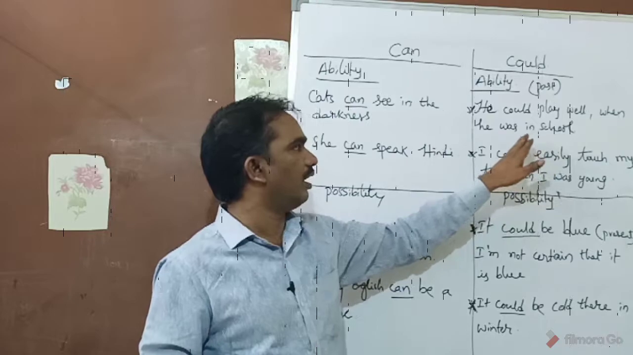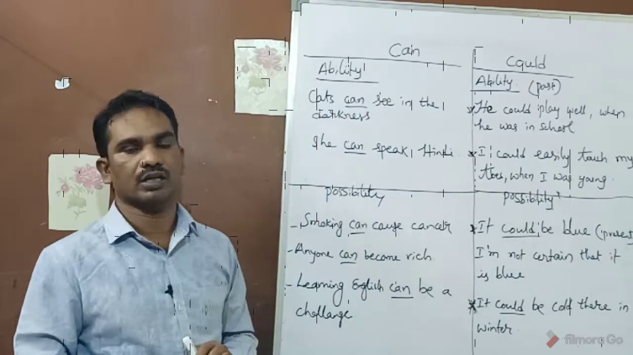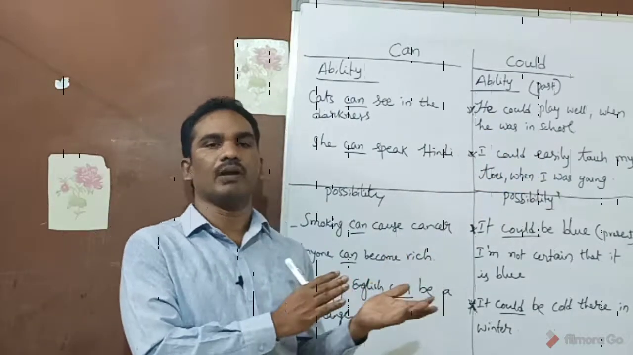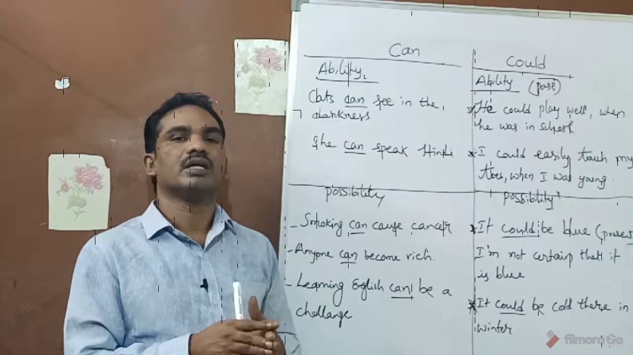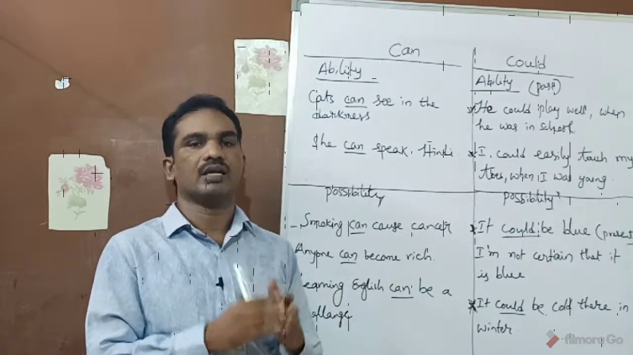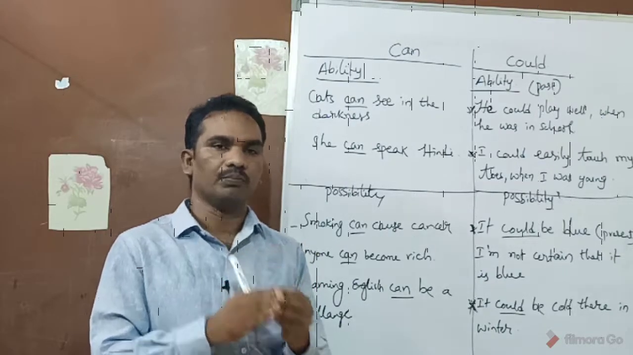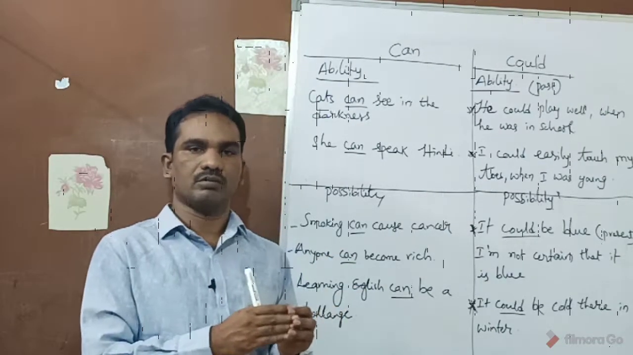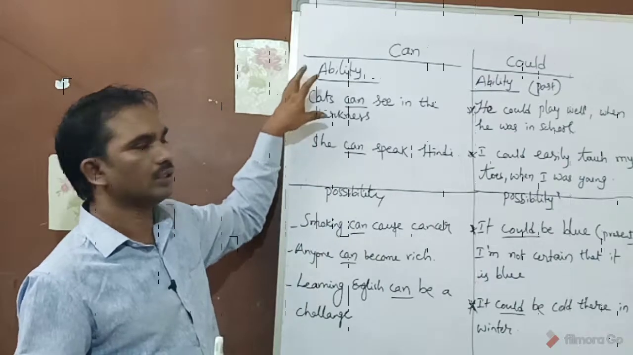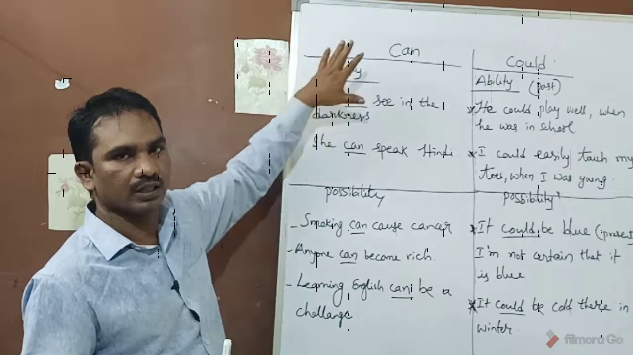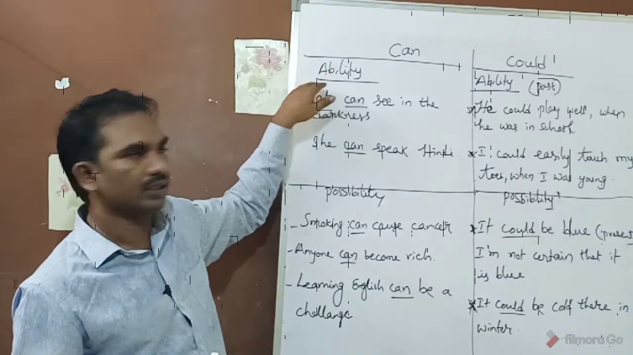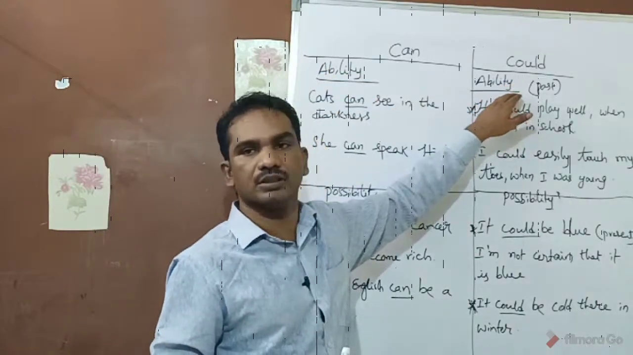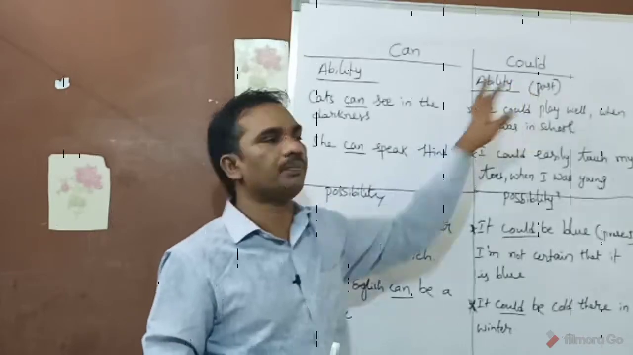He could play well when he was in school. That means he was a very good player when he was in school, but now he is not able to play well in the same way that he played in school. Right? So can is for present tense when you talk about ability. Could is used for ability in the past tense.